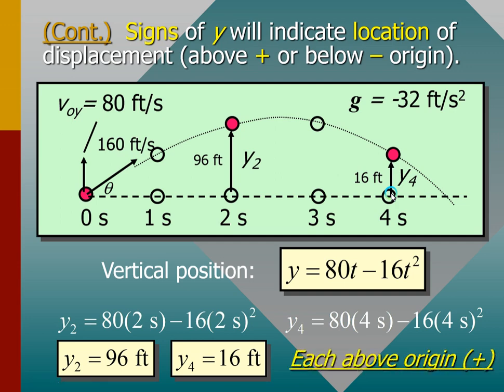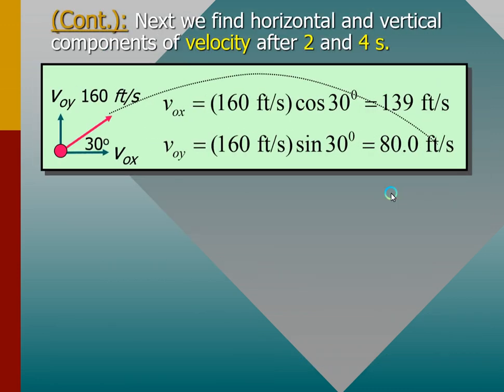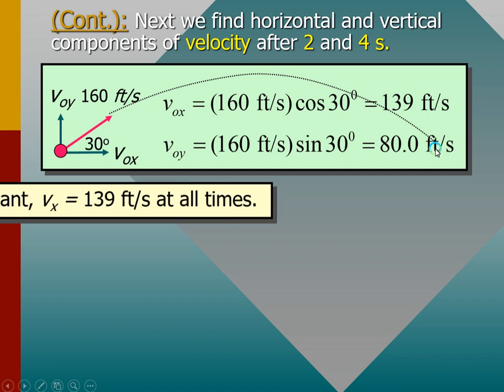Okay, so each above sa aton nga origin, kaya aton nga answer is positive. Next, we find the horizontal and vertical components of your velocity after 2 and 4 seconds. So we have VOX kag VOY, the horizontal kag vertical components. So we have 160 feet per second cosine 30, so that will be 139 feet per second. Your VOY will be 80 feet per second nga na-solve natin.